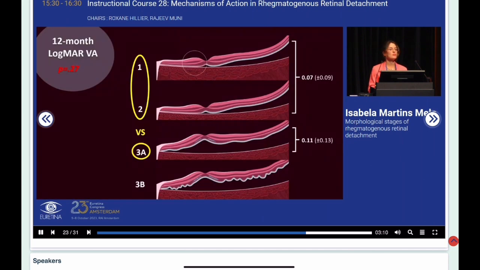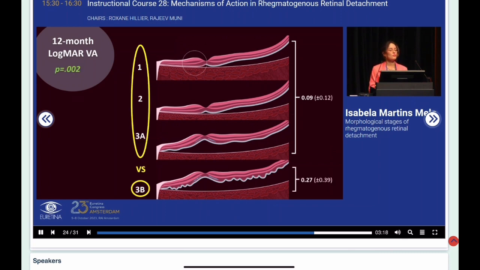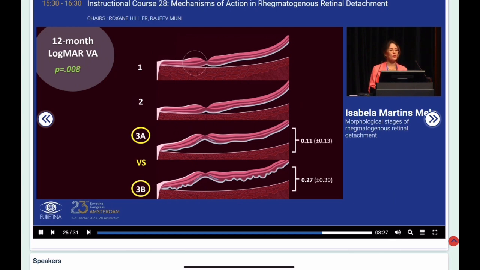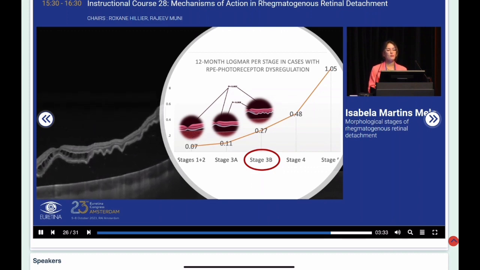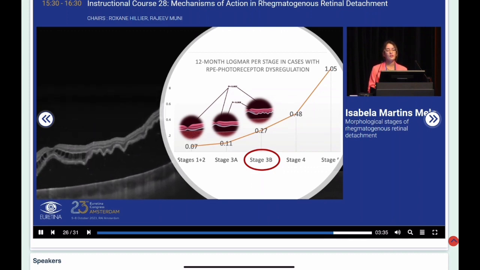And what we found is that 12-month visual acuity is no different between early stages 1 and 2 when compared to stage 3A. However, visual acuity at 12 months is significantly better in stages 1, 2, and 3A when compared to stage 3B, and also when we compared adjacent stages 3A and 3B. So this suggests that stage 3A to 3B might be a critical transition point where significant structural changes happen to the retina, leading to worse outcomes.